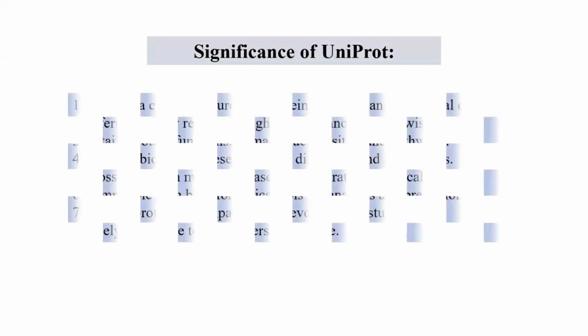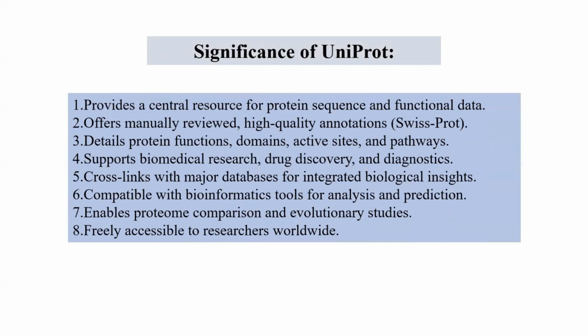Now, what is the significance of UniProt? It provides a central resource for protein sequence and functional data. It offers manually curated, high-quality annotations in SwissProt, with details on protein functions, domains, active sites, pathways, and interactions with other proteins or genes.